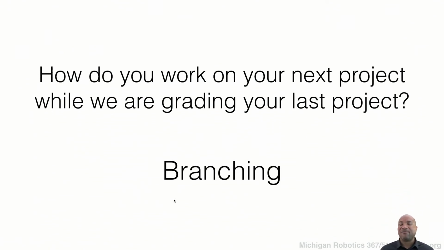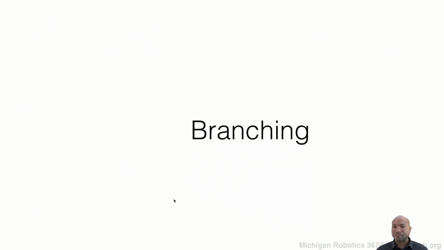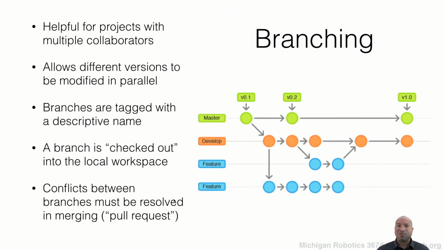Branching is a feature of Git that allows us to do this seamlessly. In branching, what you can do is, it's good for collaborative projects. It allows for different versions of the code to be modified in parallel. Branches can be tagged, and branches can be checked out, and you can create new branches off of a certain state of the repository. And then when you want to merge a branch back into another branch, you can do a pull request, or you can do a merge, and that will bring it back in.